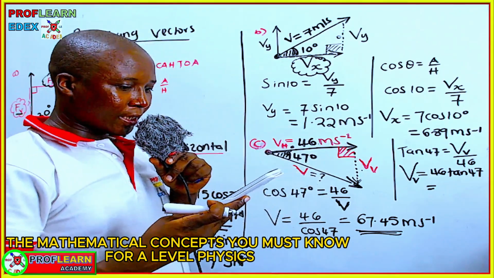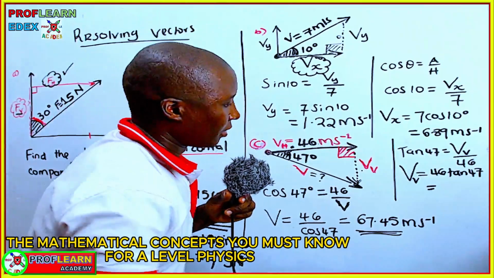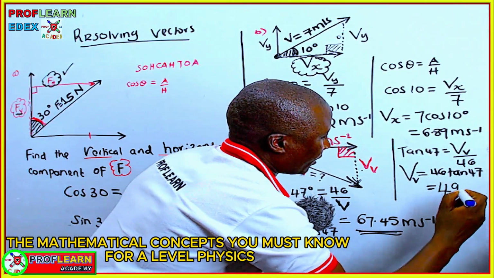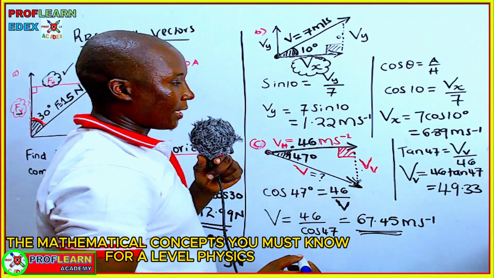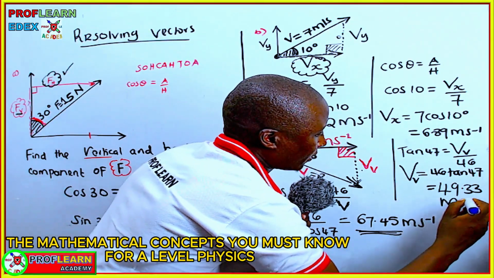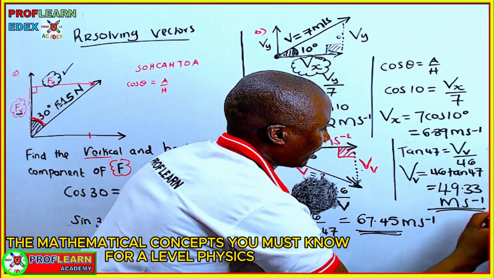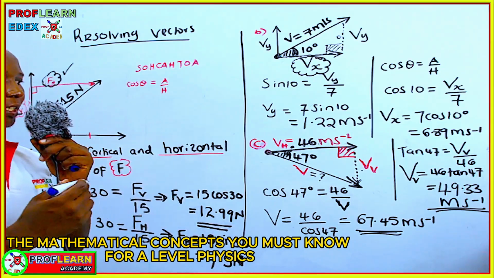This becomes 49.33, and that is meters per second, as our velocity in the vertical direction.